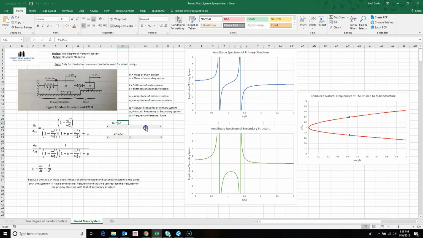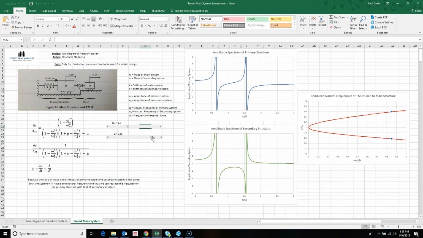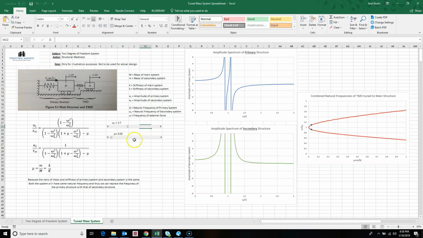Now let's say, even if I change this thing, you'll see that the graph doesn't change at all, because the tuned mass damper and primary structure are always resonating with each other, so this graph isn't going to shift. But with a change in the ratio of mass of the tuned mass damper over the mass of the primary structure, this band widens. So the lower the ratio of the two, the narrower the band where you can get a point of 0 amplitude in the primary structure.